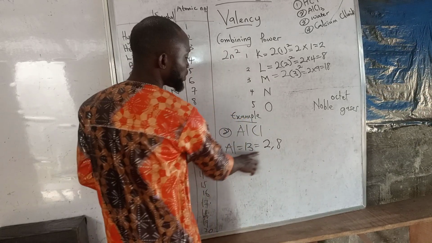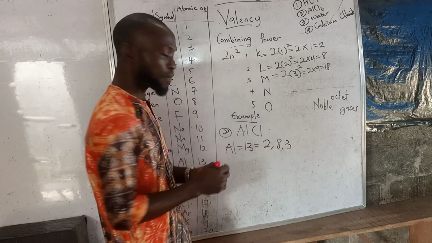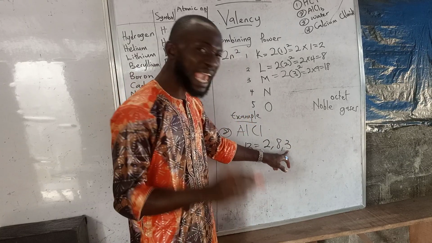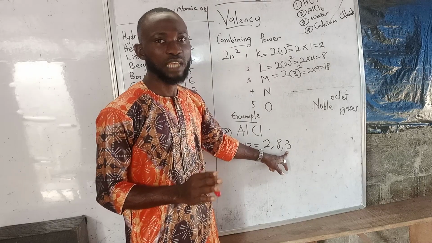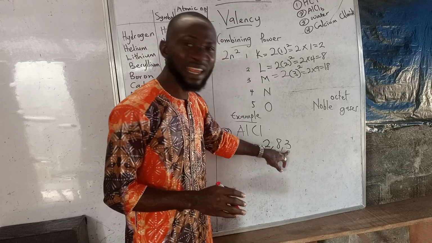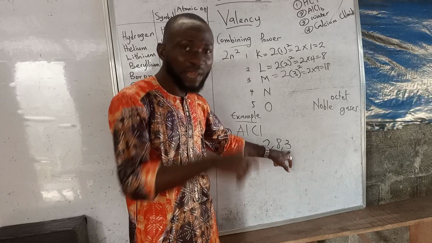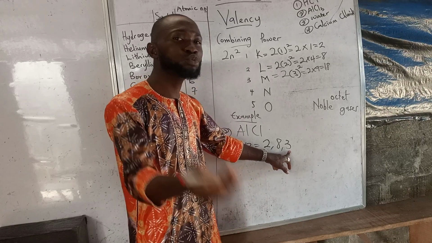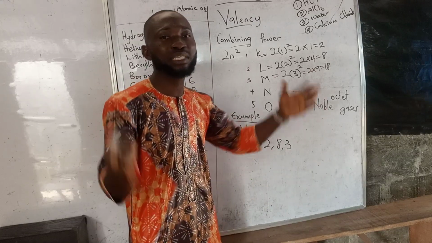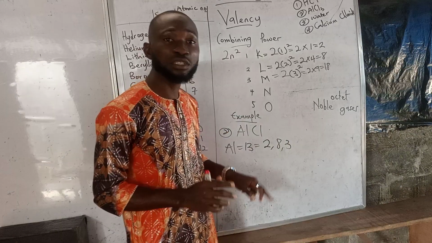Out of 13, we have filled in 2 plus 8, that is 10. It remains 3. So look at this. This means that aluminium has an extra 3 electrons in its outermost shell. This is what we call the valence electrons or the valence shell. This valence electron in the valence shell will be used by aluminium to combine with another element to form a compound.